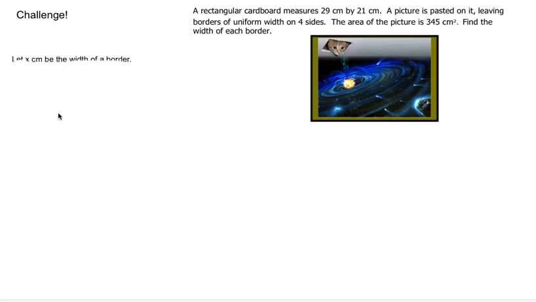Did you stop? All right, well, here's the hint. We're going to let x centimeters be the border width, and then we can write the length of the picture as 29 minus 2x in parentheses centimeters. How would you write the width? I feel I've given you too much. All right, go for it.